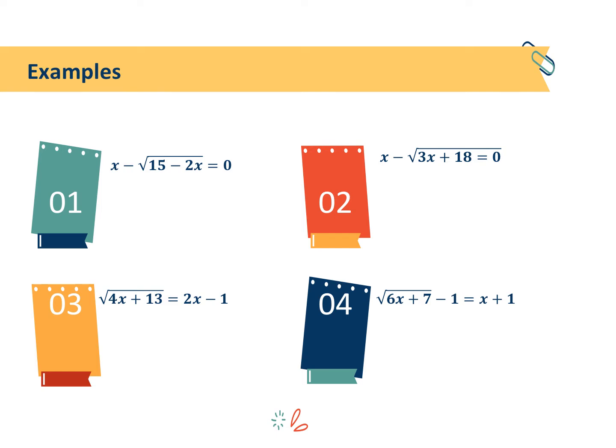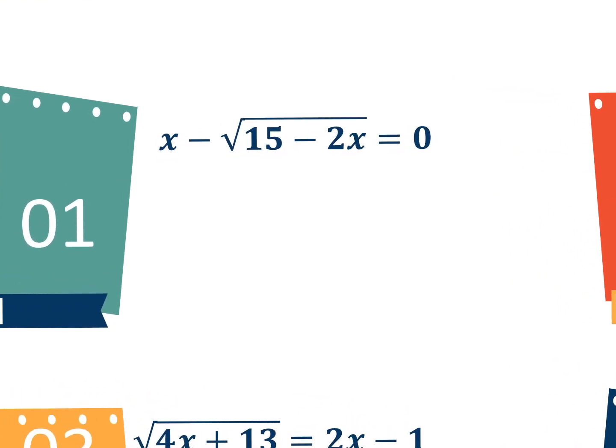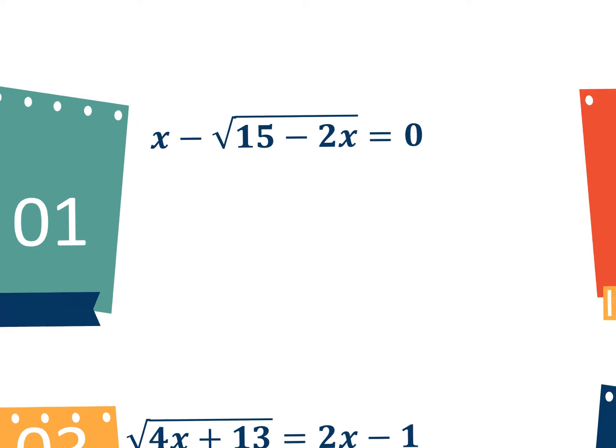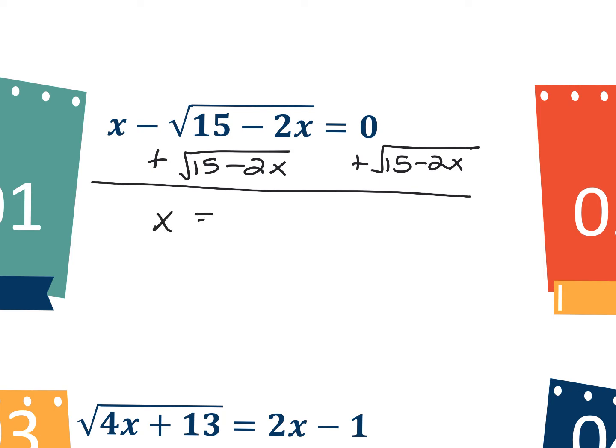So if you had it already opened up, actually that one wasn't too bad in the notes. All right. So step number 1 is to isolate the radical. So what I need to do is move this x to the other side, or move the radical. Actually, I'm going to move the radical so that way it's positive. So I'm going to add this whole thing, the square root of 15 minus 2x, and move it to the other side by adding it. And now I have x equals the square root of 15 minus 2x.